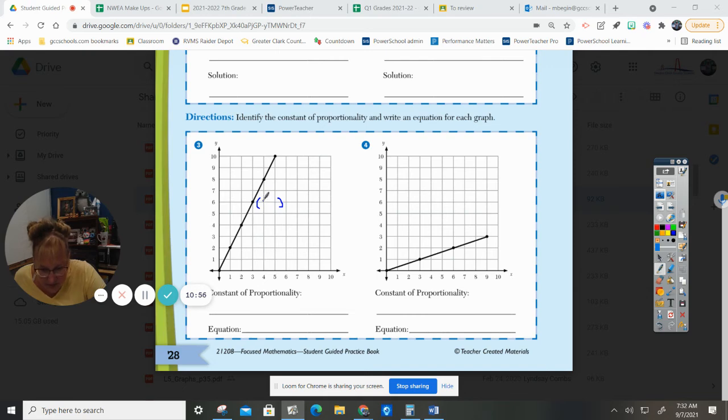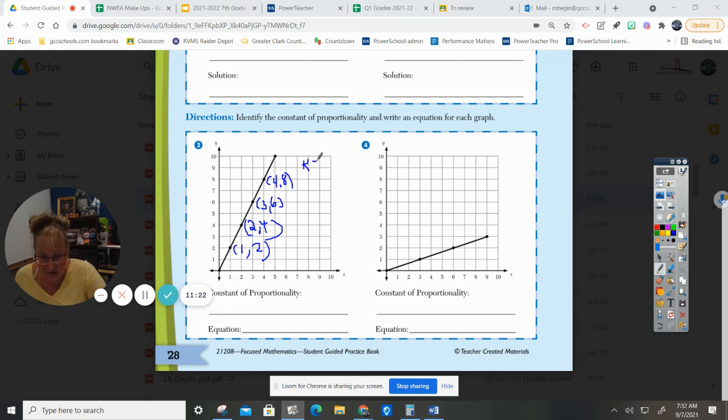So it is 3, 6. This point is 4, 8. Oh, look, I can already notice what's happening. This one is 2, 4. This one is 1, 2. So I could choose any of these.